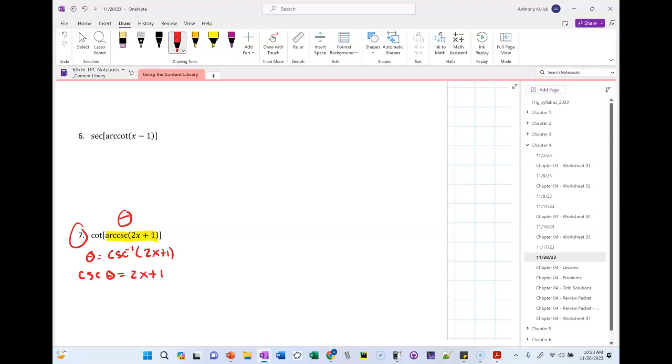What is cosecant in terms of opposite, adjacent, hypotenuse? It's the reciprocal of sine. So sine is opposite over hypotenuse, but this is the reciprocal, so it should be hypotenuse over opposite, right? And I'm just going to put 2x plus 1 over 1, so it's a fraction. So what I can say here is that the opposite side should be 1, and the hypotenuse of my triangle should be 2x plus 1.